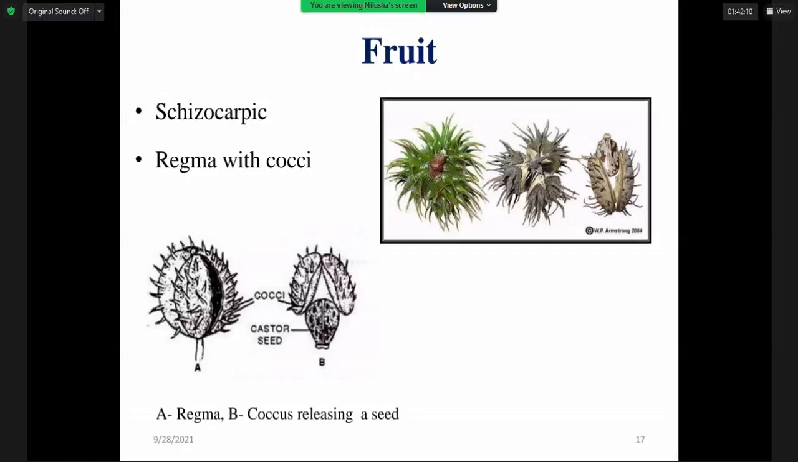A regma fruit means that after maturity the fruit breaks into several parts, several lobules, and each part contains a seed. You can see here in the castor seed, they have a spine-like outer cover. That fruit we call a regma with coxy.